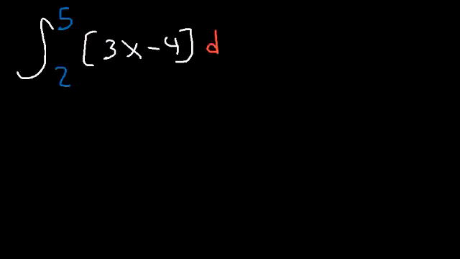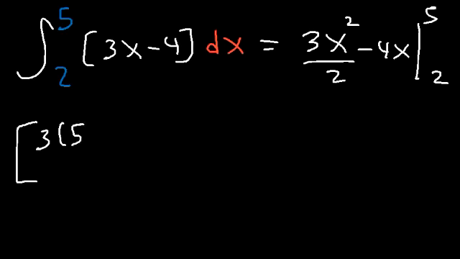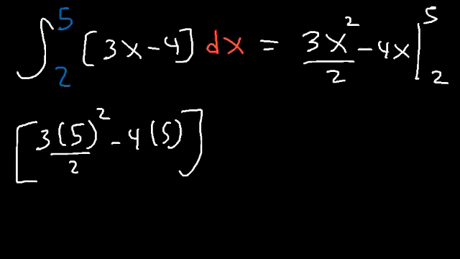Now what about this example? What's the value of the definite integral from 2 to 5 of 3x minus 4 dx? So this is going to be 3x squared over 2 minus 4x evaluated from 2 to 5. First, let's plug in 5. Let's find the value of capital F of b. So this is going to be 3 times 5 squared over 2 minus 4 times 5. And then minus, let's plug in 2.